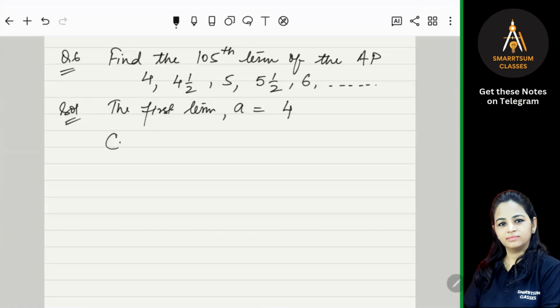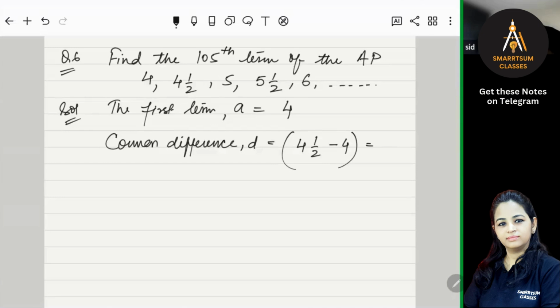Now, since it is an AP, we can find the common difference, that is D. So 4 1 by 2 minus 4. What is that? Tell me. Siddhant. 1 by 2. Right. So 1 by 2 is the common difference.